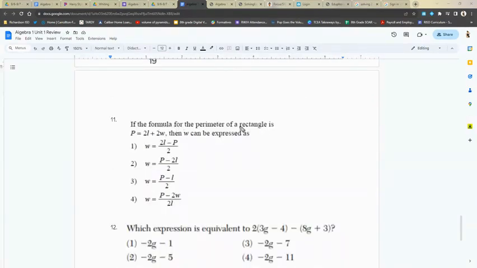If the formula for the perimeter of a rectangle is P equals 2L plus 2W, when W can be expressed as, so what we're going to be doing is solving for W. So we're trying to get the W by itself. So I'm going to rewrite this. P equals 2L plus 2W. I'm going to circle W just to let myself know that I'm solving for W. And my goal is to get W by itself. Okay, I'm going to draw my railroad tracks. I'm going to subtract 2L from both sides.